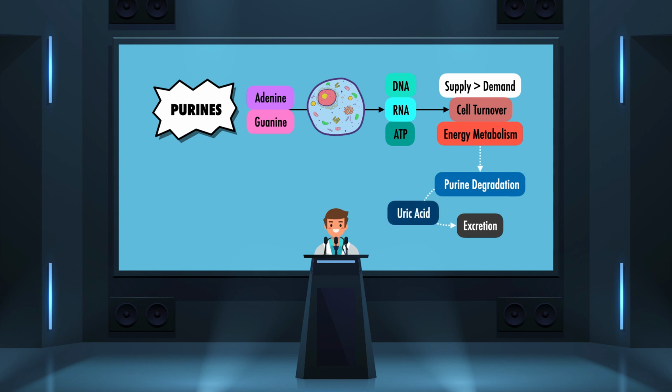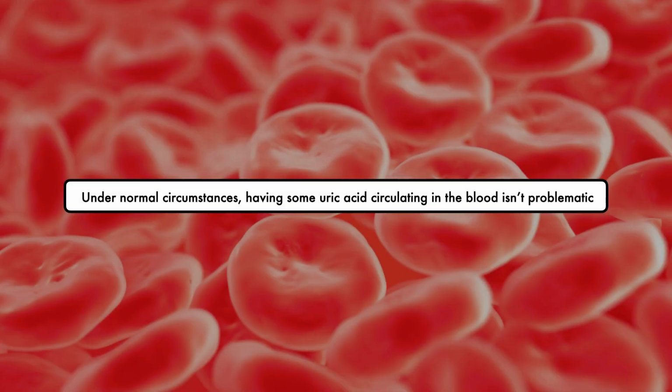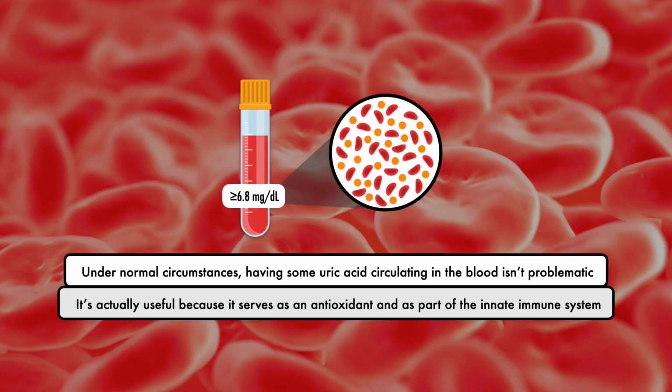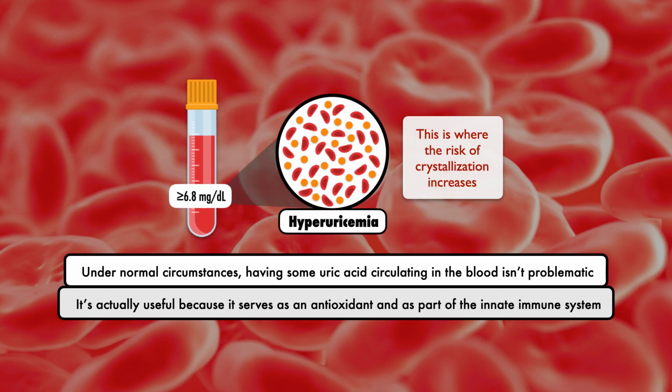The endpoint of the degradation pathway is uric acid, and it gets excreted through the kidneys, intestines, and liver. Under normal circumstances, having some uric acid circulating in the blood isn't problematic. In fact, it's actually useful because it serves as an antioxidant and as part of the innate immune system. However, when uric acid accumulates to a level of 6.8 milligrams per deciliter or above, it's called hyperuricemia, and this is where the risk of crystallization increases.